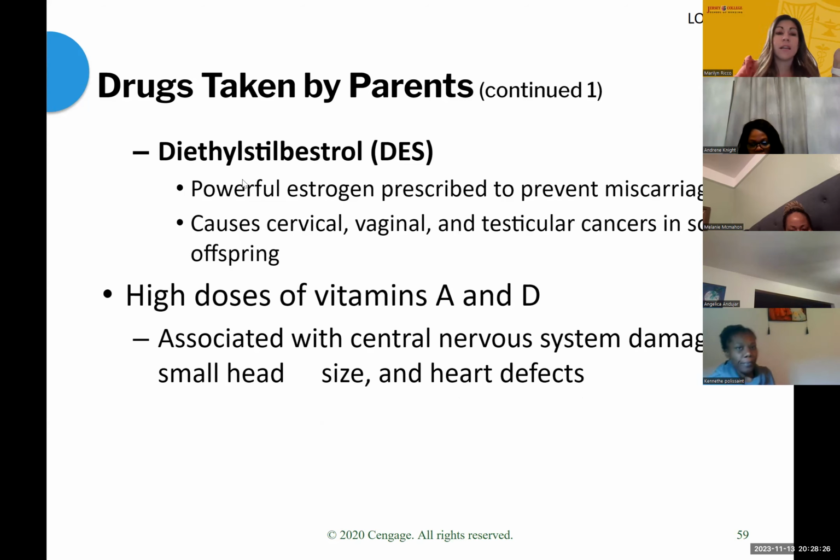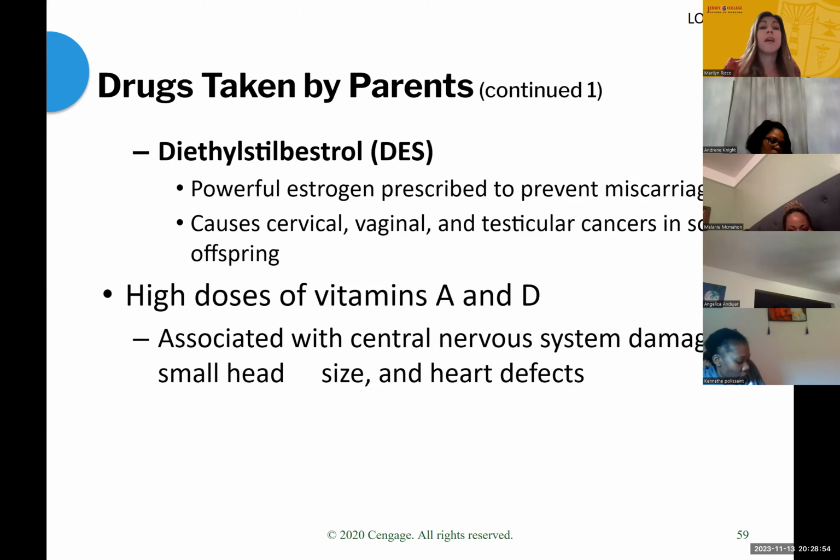DES, diethylstilbestrol, I always say this wrong, is a powerful estrogen prescribed to prevent miscarriage. And it causes cervical, vaginal, and testicular cancers in some offspring. So another thing, an estrogen, a medicine that can be given to the parent, can cause these things. So really, my thing is, why take it, right?